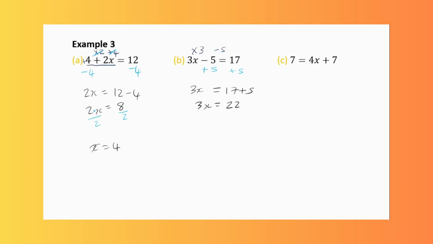So now we've dealt with our minus 5 by adding 5. Now we have to deal with our times 3 by dividing by 3. So now our answer for x, because 3 divided by 3 is 1x, is going to be 22 over 3. You're welcome to write this as a mixed number if you really want to. It's not necessary though. It is more important that you have a simplified fraction.